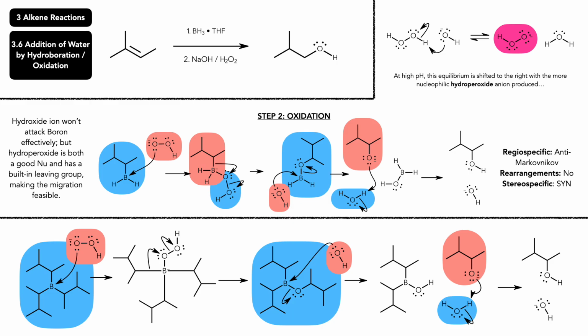To remove boron and replace it with a hydroxyl group, oxidation occurs using peroxide in hydroxide to form hydroperoxide. Notice how the boron is replaced with the hydroxyl group through a series of steps. And the net result, again, is that this mechanism is regiospecific, anti-Markovnikov. It occurs through no rearrangements, and again, syn addition. This is the preferred way to make anti-Markovnikov alcohols.